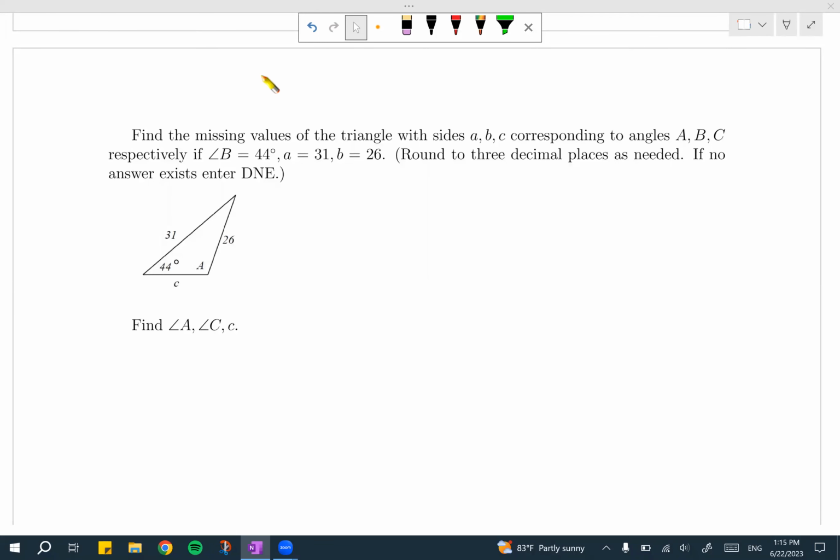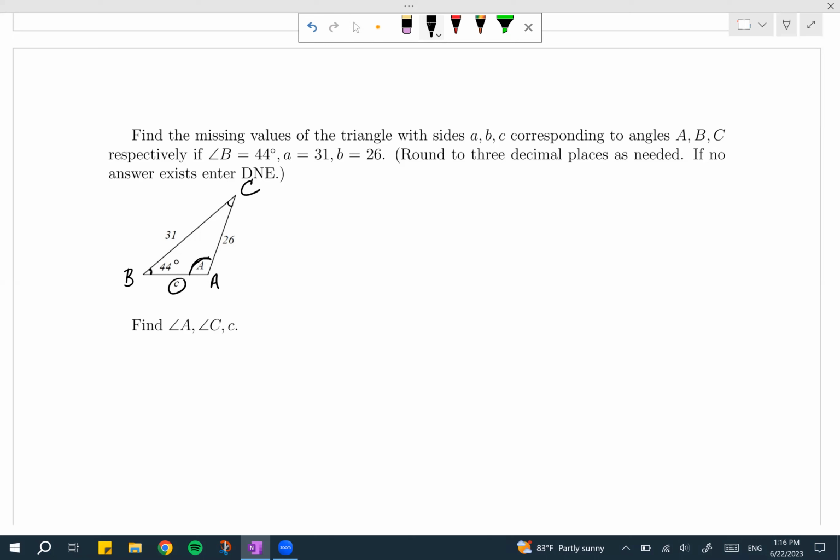Okay, so we've got this problem and they want us to find the missing values of the triangle. They told us A, B, and C are sides corresponding to capital A, capital B, capital C. So this angle here is capital B, 44. A is 31, so this is big angle A, 31. Little b is 26, and we need to find little c, big A, and big C.